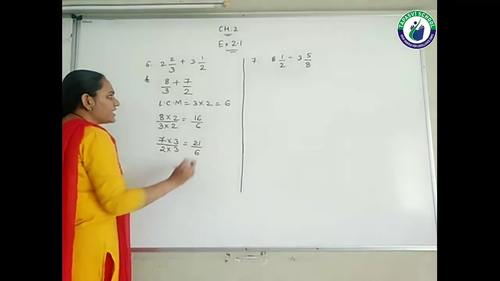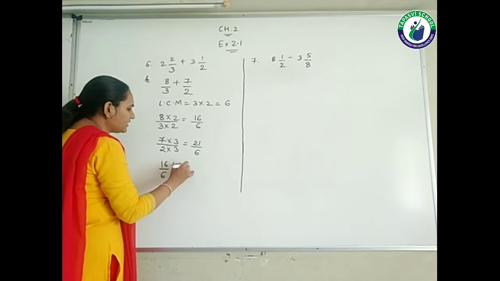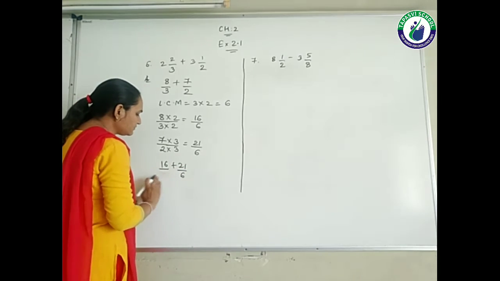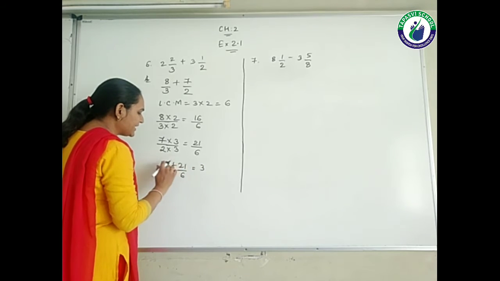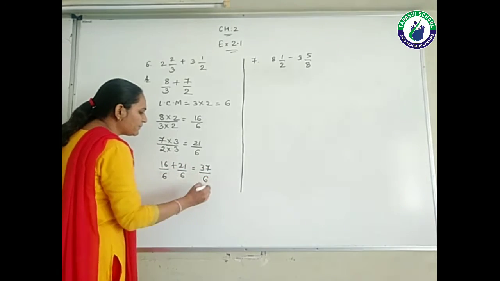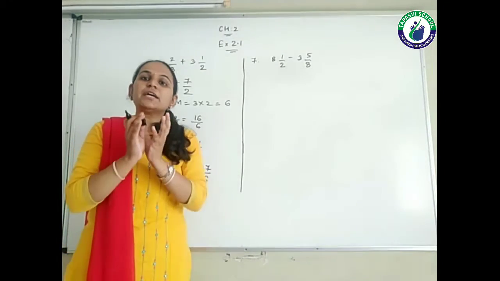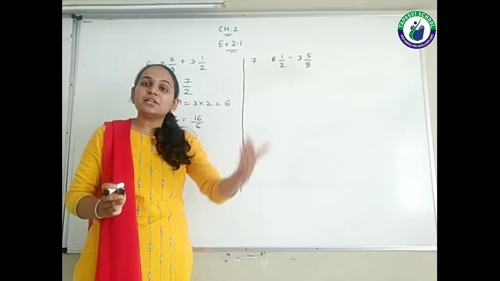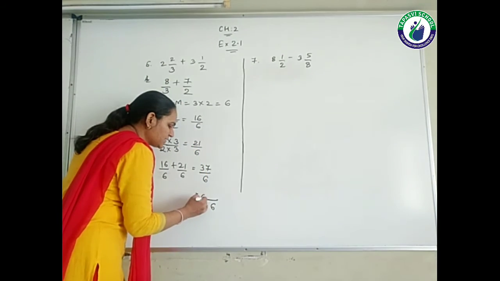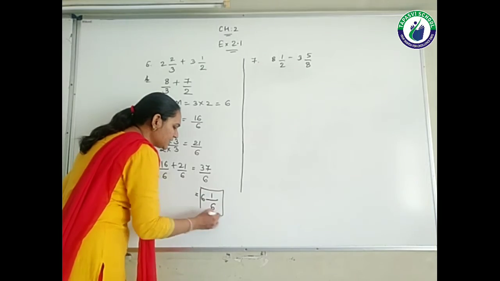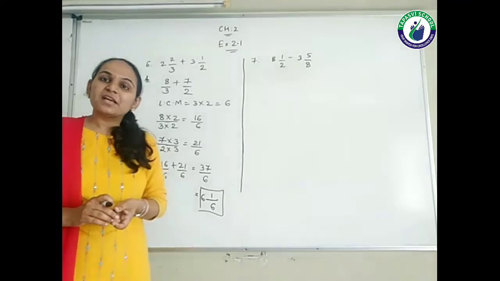Now see, both the fractions are there, we need to add them. So 16 upon 6 plus 21 upon 6 is equal to 2 plus 1 is 3 and 6 plus 1 is 7. So 37 upon 6. Now 37 upon 6 means it is an improper fraction. So we need to convert it into a mixed fraction. So 6 6s are 36 plus 1, so that is 37 upon 6. So this is the final answer for this particular question.